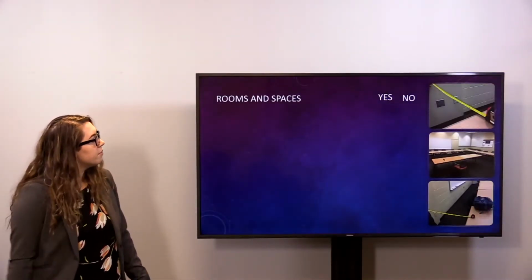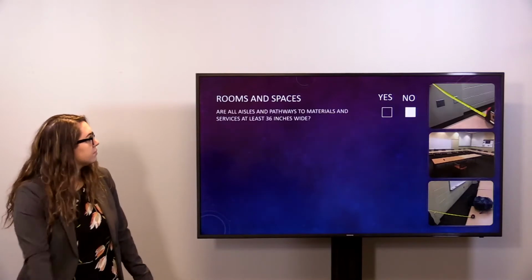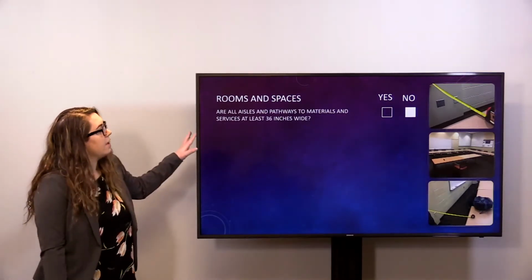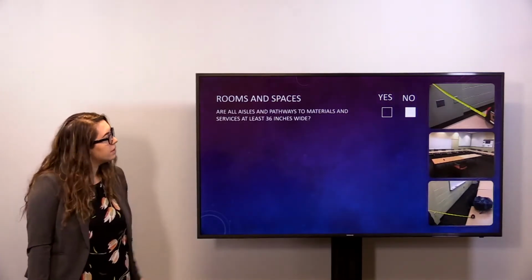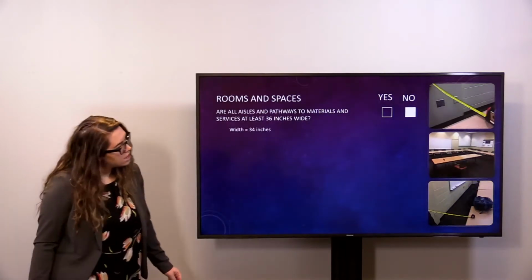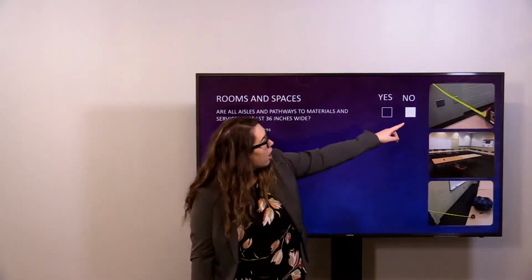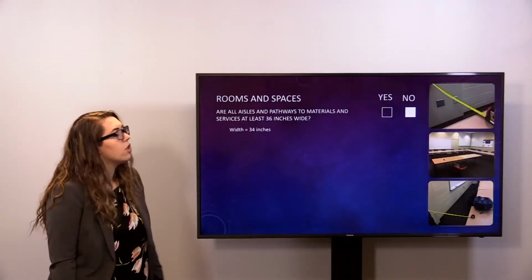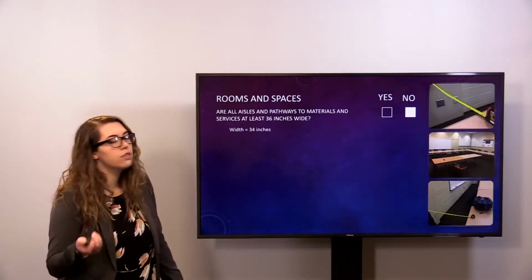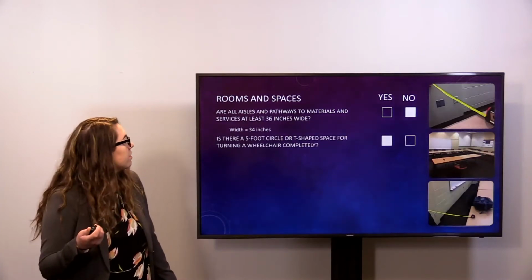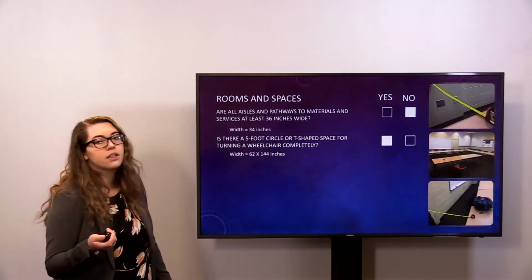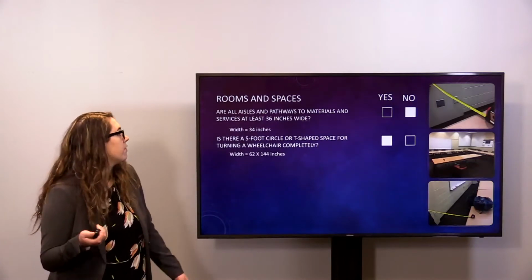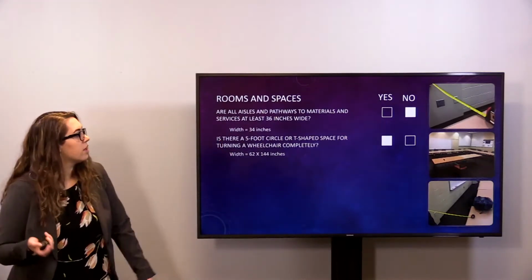And then on to rooms and spaces. Are the aisles and pathways to materials and services at least 36 inches wide? As you can see in this picture up top, between the back aisle and the wall, it's only 34 inches, so that's a barrier. Is there a 5-foot T-shape? It's 62 by 144 inches, which you can make a T-shape from.